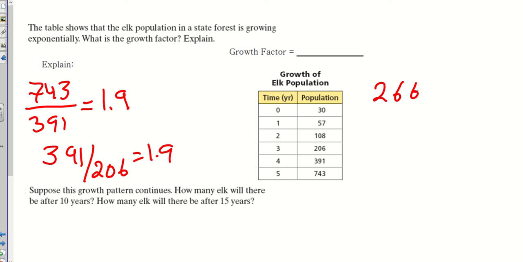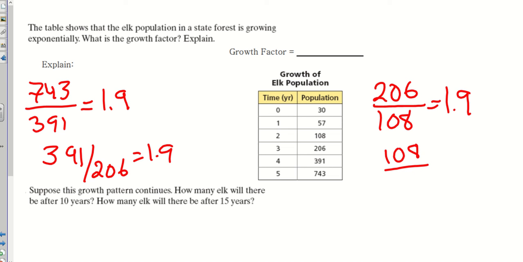206. All right, 206, not 260. 206 divided by 108 is in fact 1.9. And if I continued this pattern of division, you will see that within one decimal or two decimal places, you'll get 1.9.